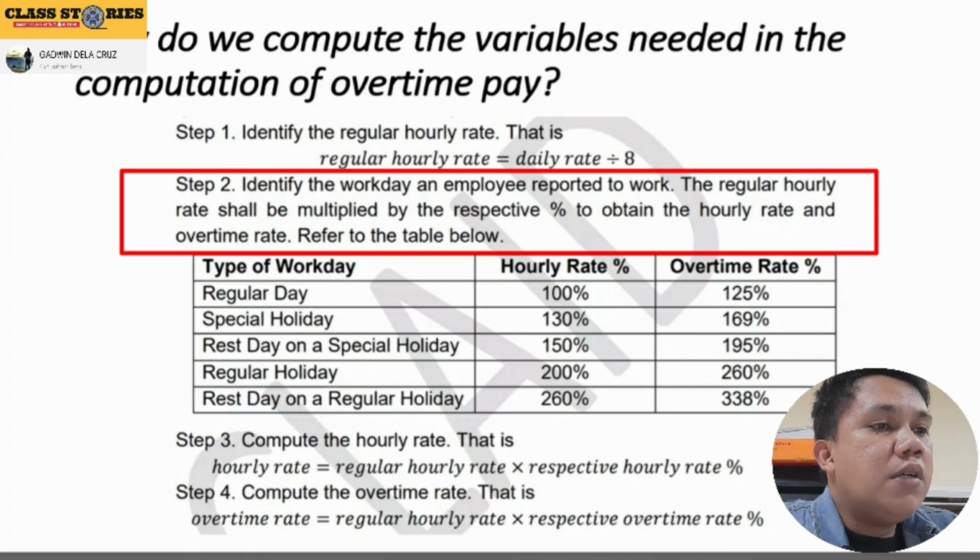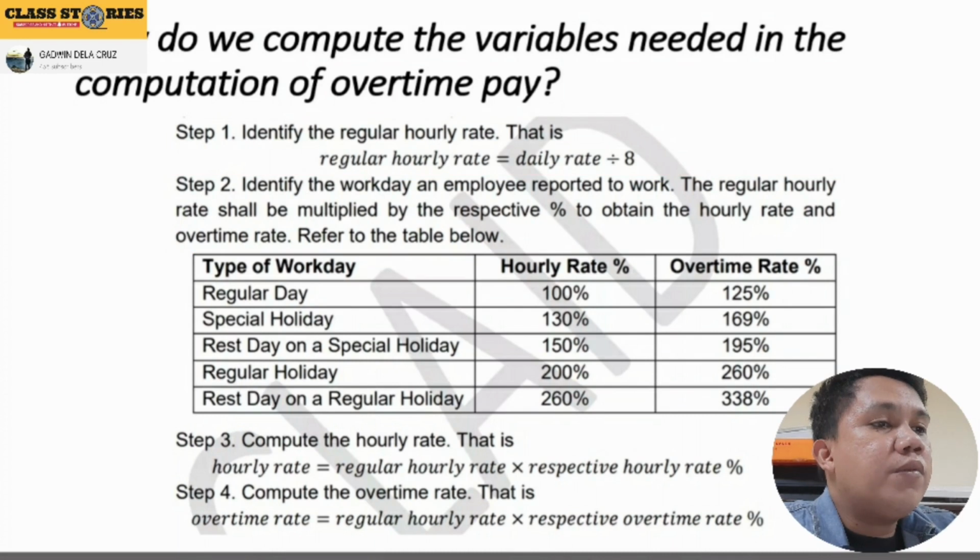Makikita nyo dito sa table yung mga data in terms of rate per oras at overtime. Sa regular day, ito yung regular days na pasok mo. So, 100%. Ibig sabihin, kung 800 ka, 100 pesos ang makukuha mo kada oras. Walang labis, walang kulang. Pero kapag ikaw ay nag-overtime under regular day, makakatanggap ka ng 125%. So, ibig sabihin, merong 25% na dagdag kung ikaw ay magtatrabaho.